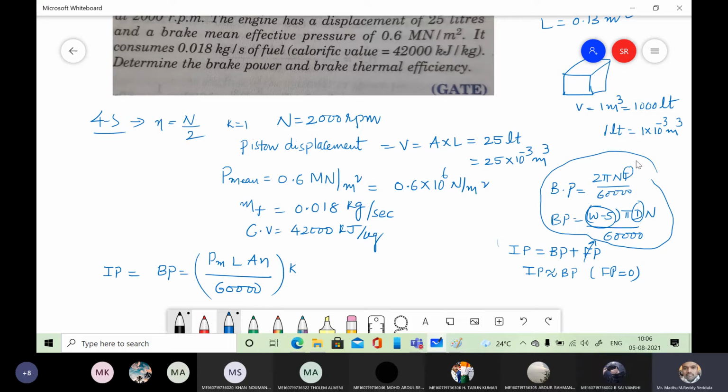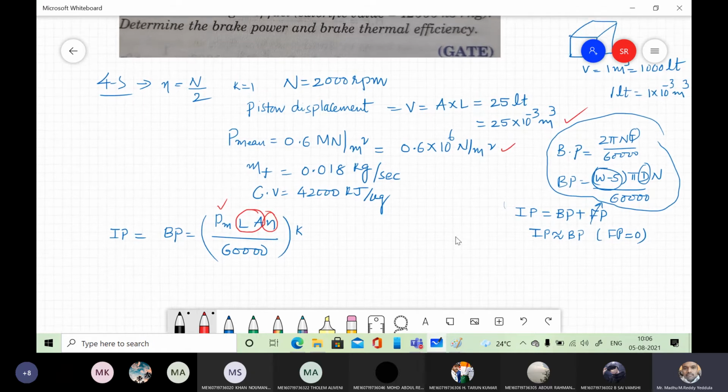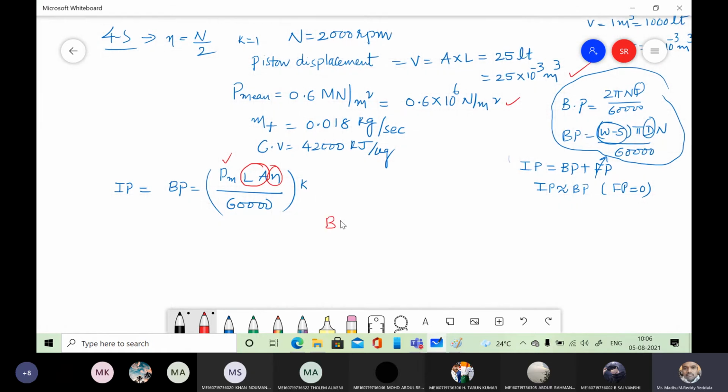Yes, sir. Right. You can get brake power directly. Mean effective pressure is there, the PM value. Directly A into L value, that is piston displacement, is there. Then N, and small n, that is N by 2, which equals 1000 RPM, and 60,000 into K. You can substitute later. So directly we will get the brake power. Agree? Any doubt in getting the brake power value? No, sir.